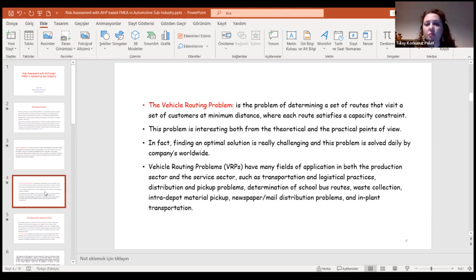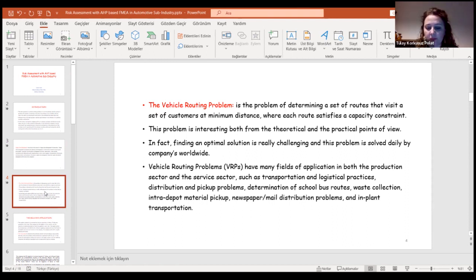The vehicle routing problem is the problem of determining a set of routes that visit a set of customers at minimum distance, where each route satisfies capacity constraints. This problem is interesting from both theoretical and practical points of view. In fact, finding an optimal solution is really challenging, and this problem is solved daily by companies worldwide.